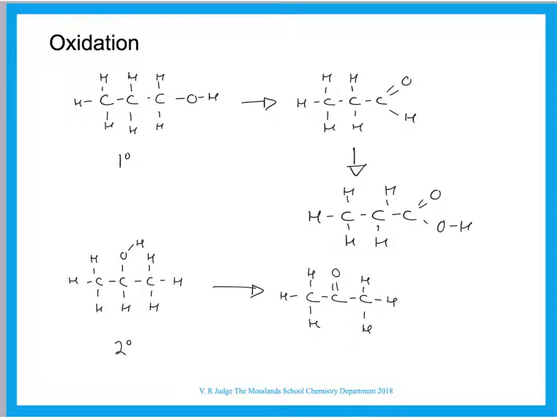However, the ketone can't go any further, can't be oxidized to anything else. So the primary alcohol becomes an aldehyde, which becomes a carboxylic acid. The secondary alcohol becomes a ketone, but the ketone cannot be further oxidized. So it's these bits here that are quite important for aldehyde and ketone chemistry. Aldehydes can be oxidized and ketones can't.